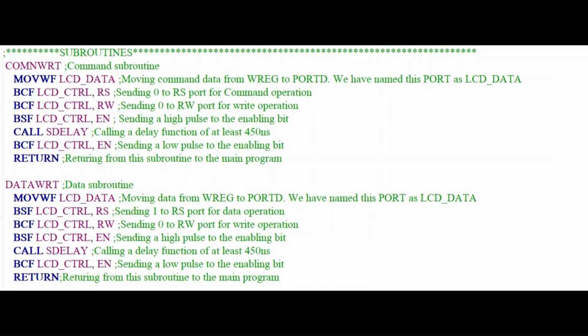In the command subroutine, we will move our data to PORTD. We have named this port as LCD data. Next, we will set the bits of the command pins. The RS and RW bit will be set to 0. And then we will send a high to low pulse to our enabling pin. Between each high to low pulse, there should be a delay of at least 450 nanoseconds or more.